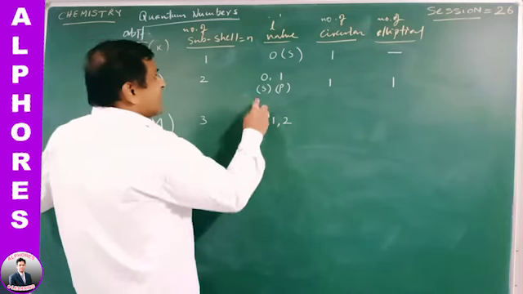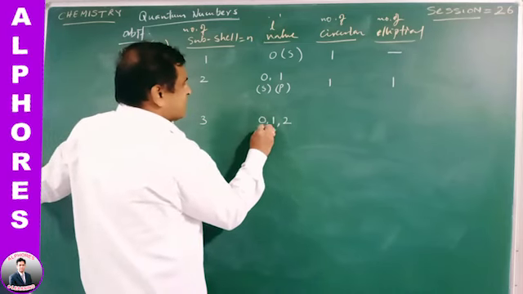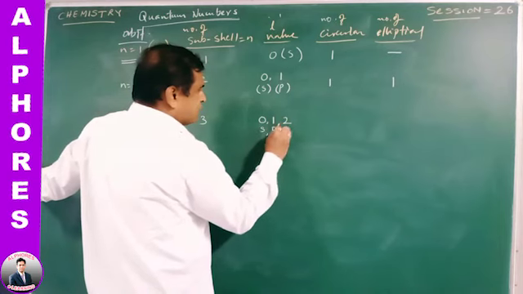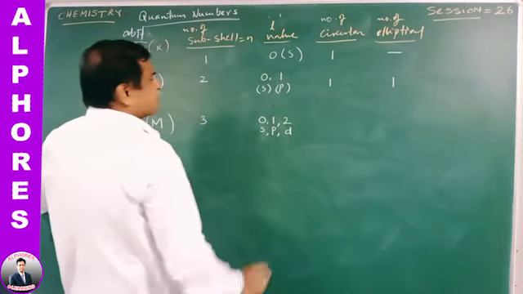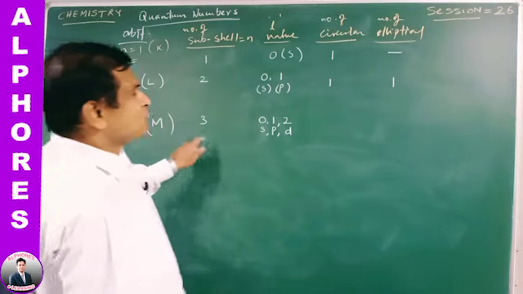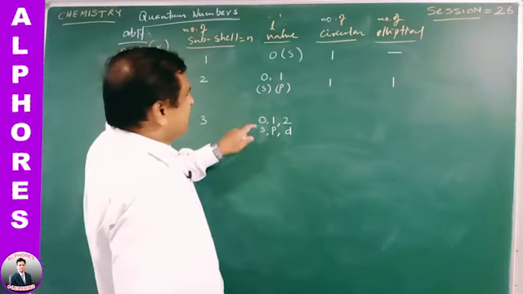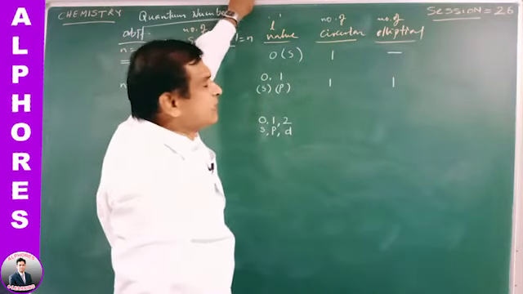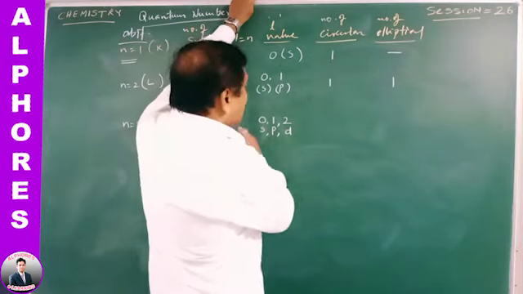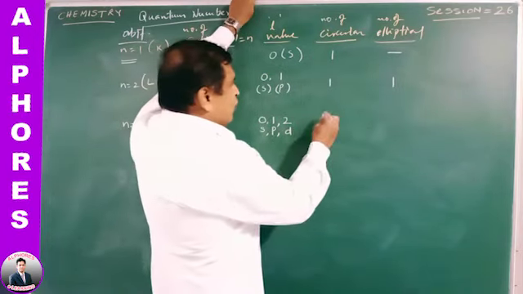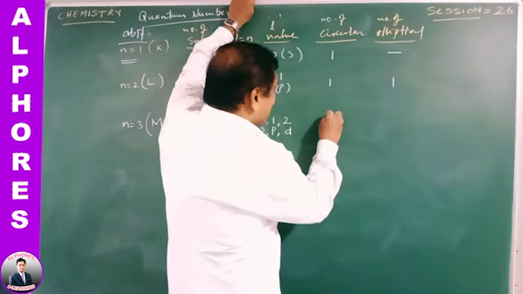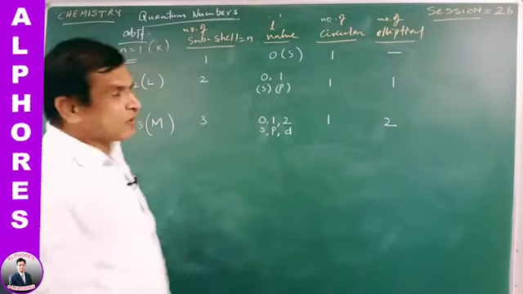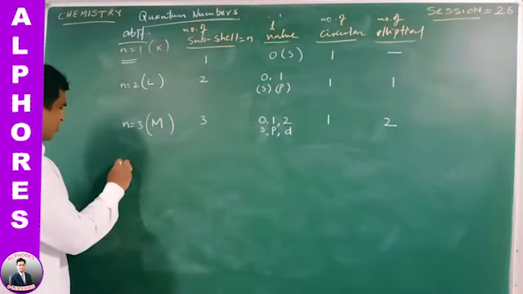What does L equal to 0 represent? S subshell. 1 is P subshell, 2 is D subshell. So L equal to 0, 1, 2 are the S, P, D subshells. Now the number of circular and elliptical suborbits: out of these 3, one is a circular suborbit and the remaining 2 are elliptical suborbits.